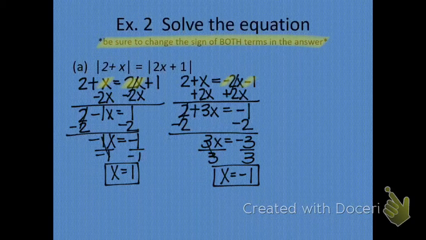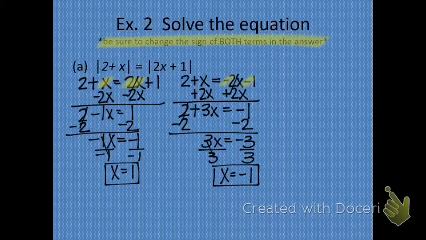All right, let's check it real quick. 2 plus 1 is what on the left side? The absolute value of 3 is 3. On the right side, what's 2 times 1? Plus 1, the absolute value of 3. Does 3 equal 3? Keep it.